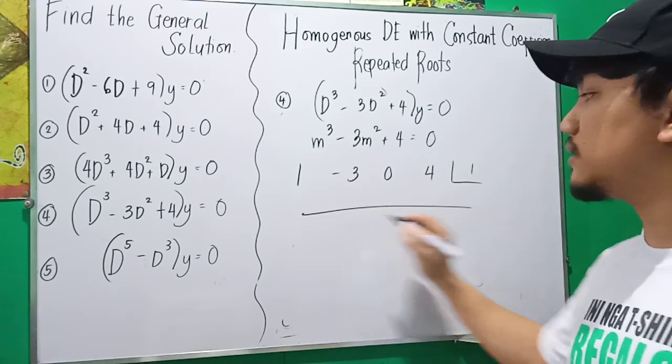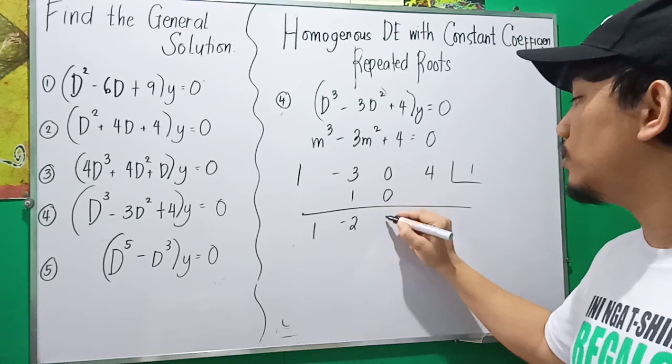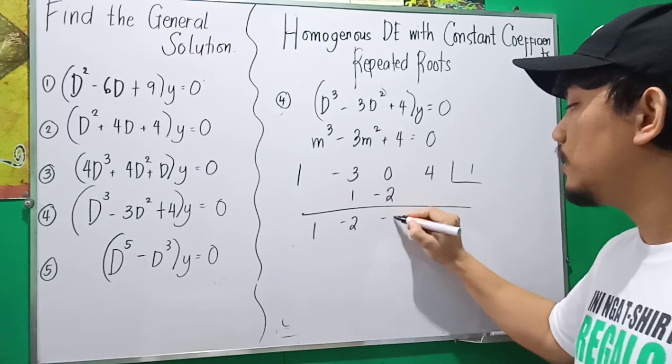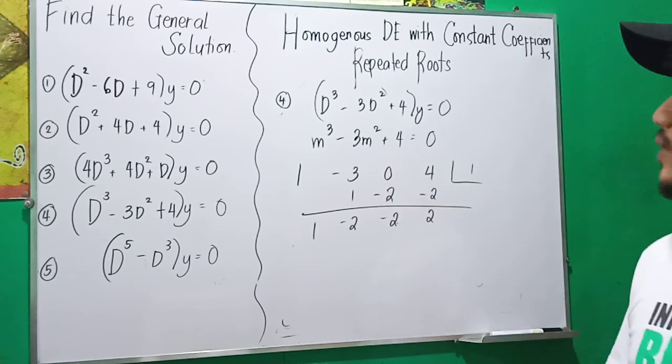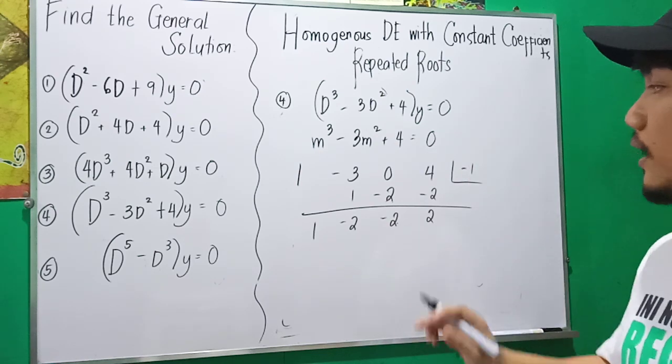So, check natin. Sa tingin ko hindi. 1, 1, negative 2, 0. Sorry. This is negative 2 times 1, negative 2. Negative 2 times 1, so negative 2. This is 2. So, hindi siya pwede, mga lodi. So, try natin yung negative 1.